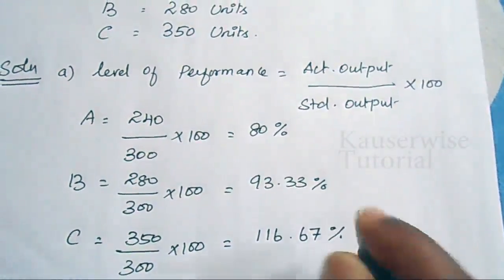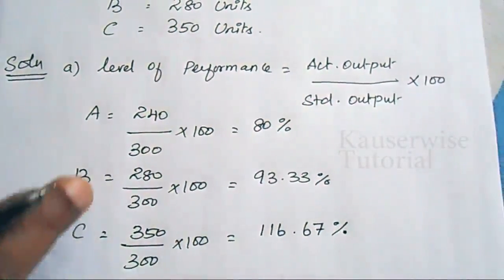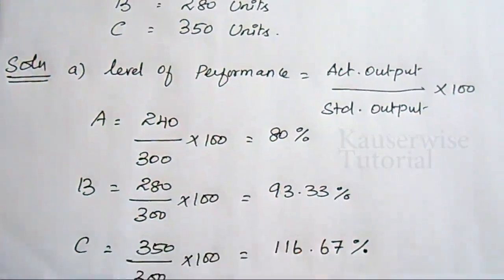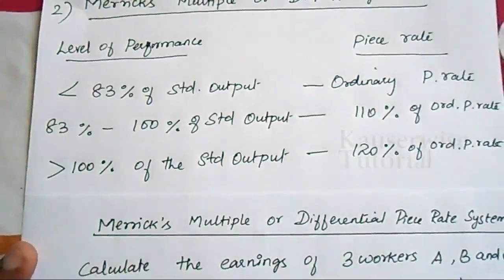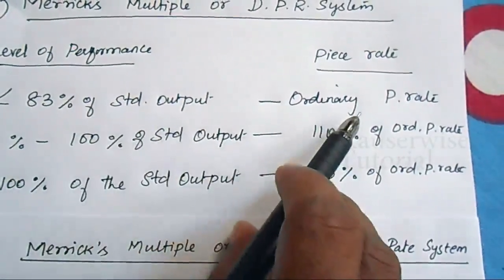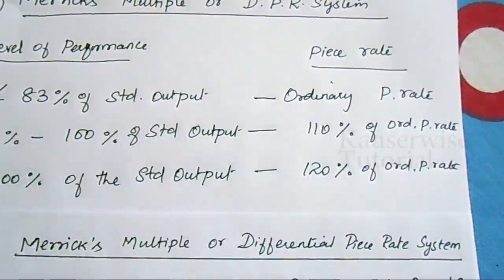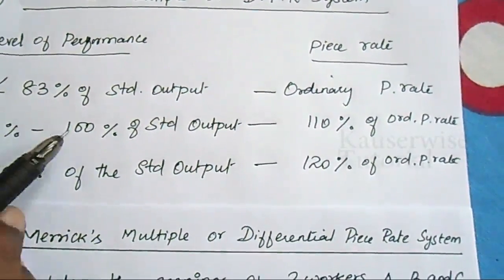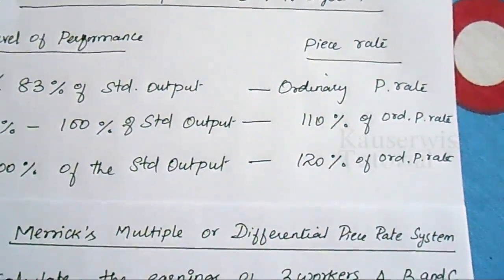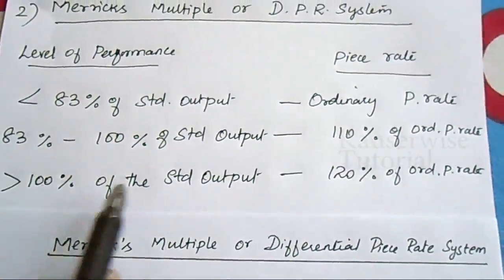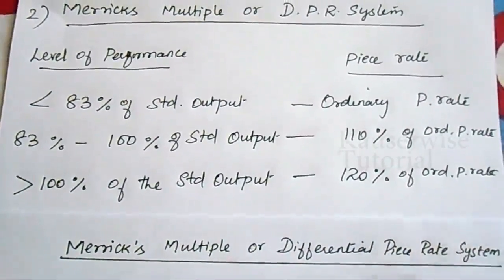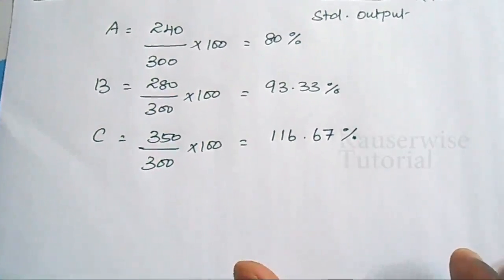116.6666. So you can take 67%. So with the help of actual and standard, you can easily find the level of performance of each employee. If the employee performs less than 83% of standard output, he'll be getting ordinary piece rate. If the employee performs 83 to 100%, 110% of ordinary piece rate. If the employee performs more than 100% of standard output, he'll be entitled to get 120% of ordinary piece rate. Now you can find the earnings of each employee.